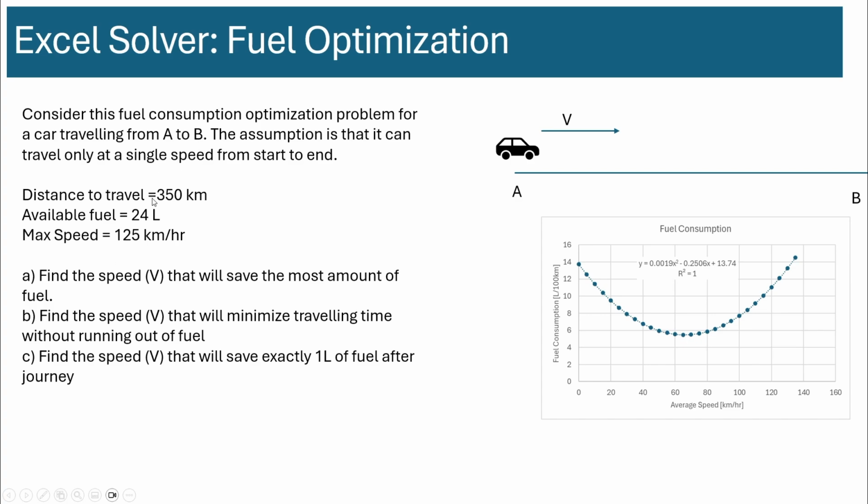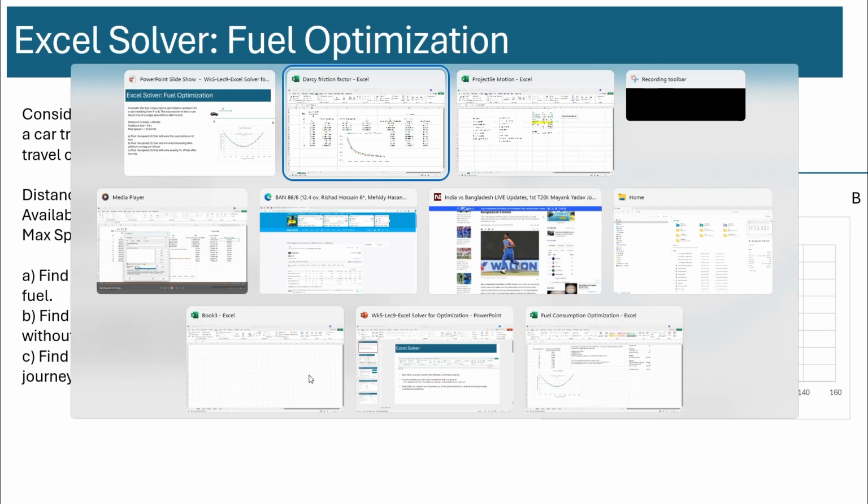There are three things we have to find. First, find the speed that will save the most amount of fuel. Second, find the speed that will minimize the traveling time without running out of fuel. So in the first case, you save the most fuel. In the second case, you save almost no fuel so that you can minimize the traveling time. In the third case, you want to save exactly 1 liter of fuel. Let's see how to set up this problem in Solver and solve it.